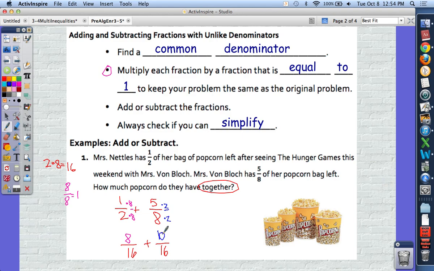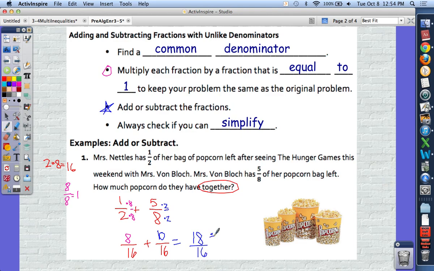Now you have 8/16 plus 10/16. Once you have a common denominator, you're just going to add or subtract the fractions. We're right here on this third step. Remember from the first day of fractions, you just add the numerators, keep the denominator. So 8 plus 10 is going to give me 18. Keep that 16. And your last step is always, always, always check if you can simplify.